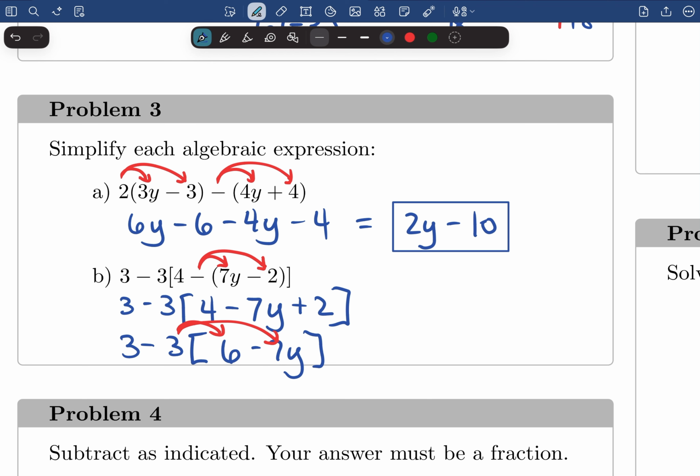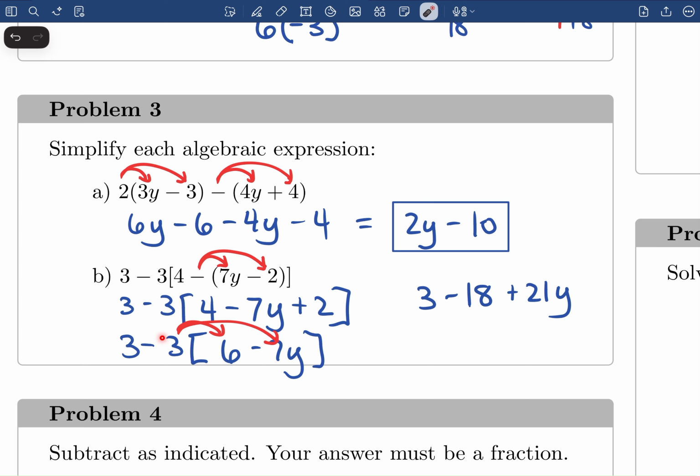And so we'll rewrite everything here. I have 3 minus 3 times 6, which is 18, and negative 3 times negative 7y, which gives me a positive 21y. Remember, looking at this really fast, we are not multiplying just by 3, we're multiplying by negative 3. So that's negative 3 times 6, which is negative 18, and negative 3 times negative 7y, which is positive 21y.